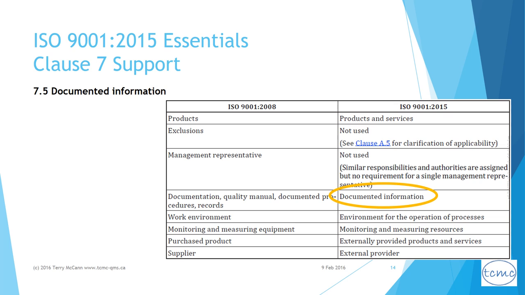Generally, however, when ISO 9001:2015 talks about maintaining documented information, it is referring to what was documentation in earlier revisions. And when the 2015 revision talks about retaining documented information, it is referring to what were records in earlier revisions. Maintaining equals documentation, retaining equals records.